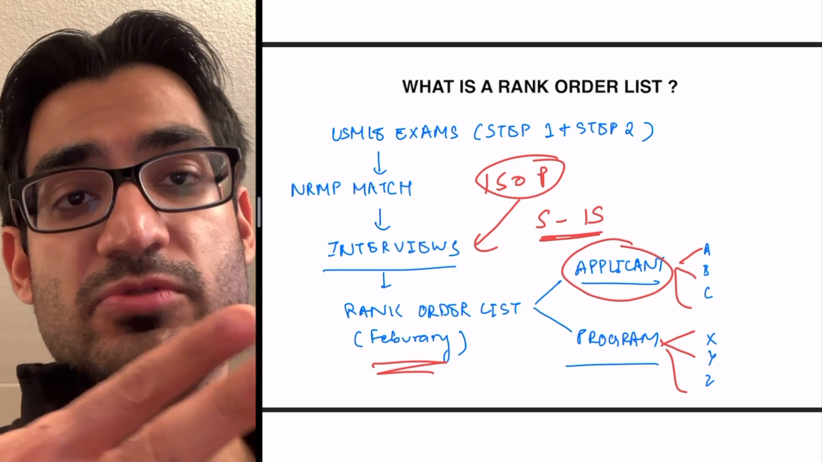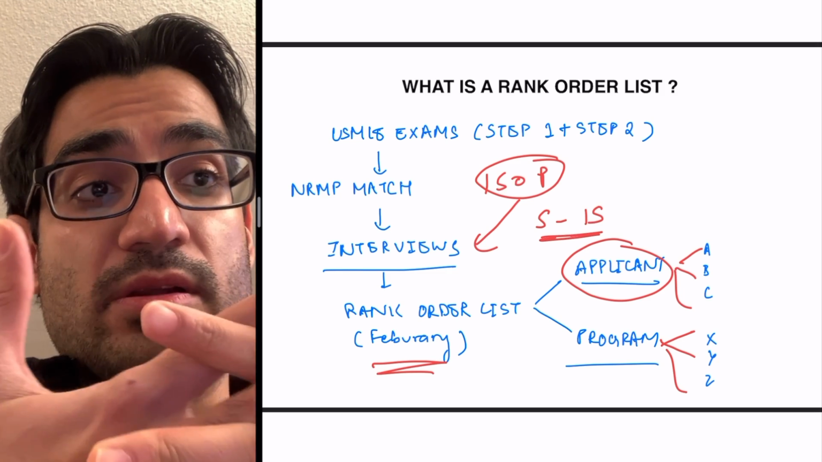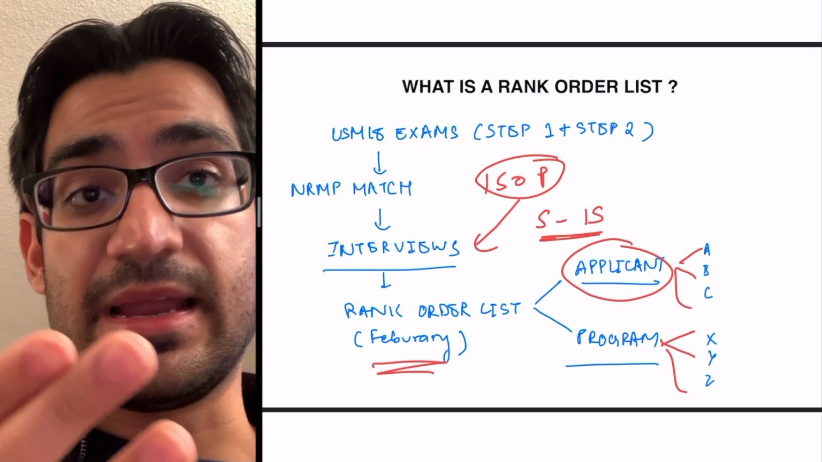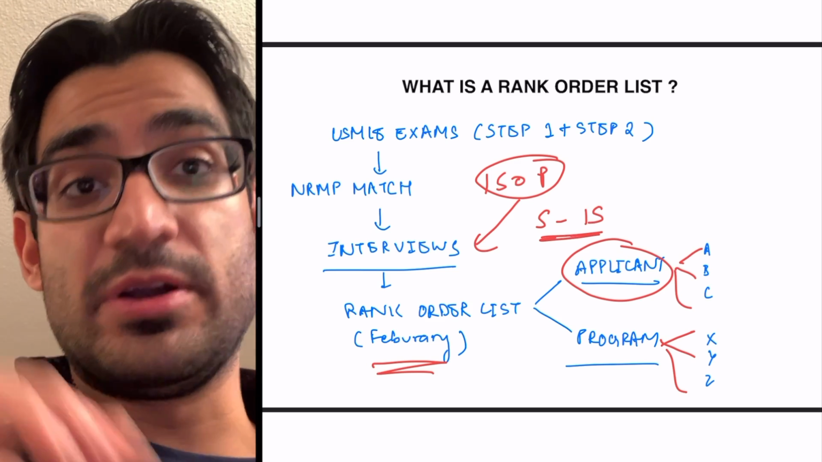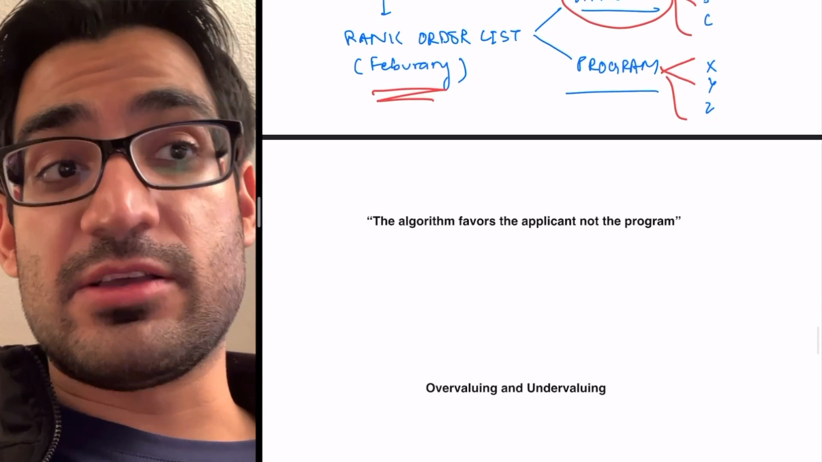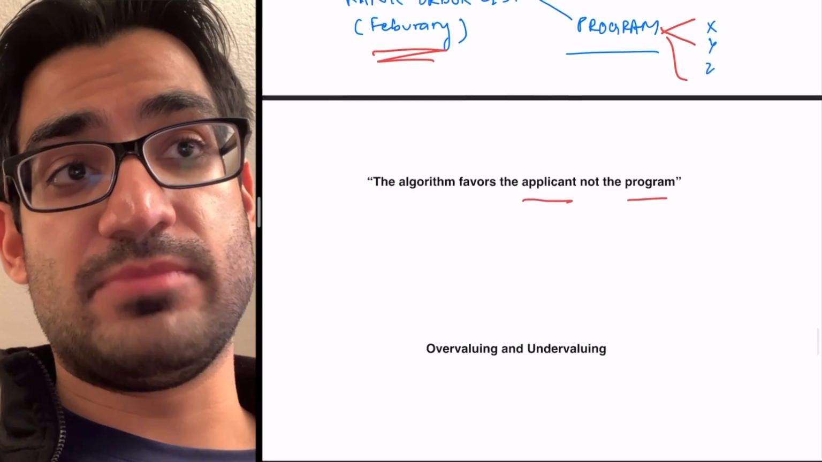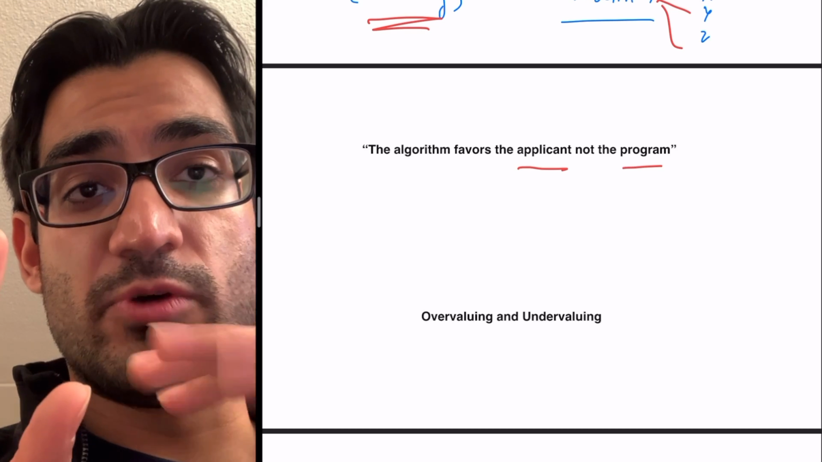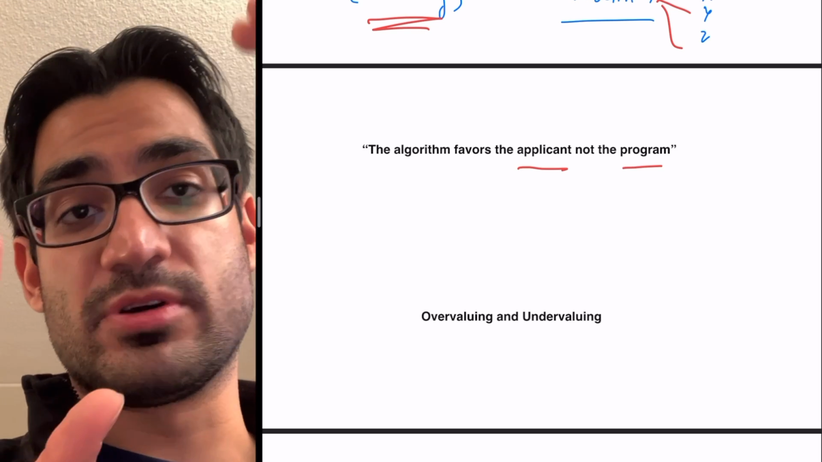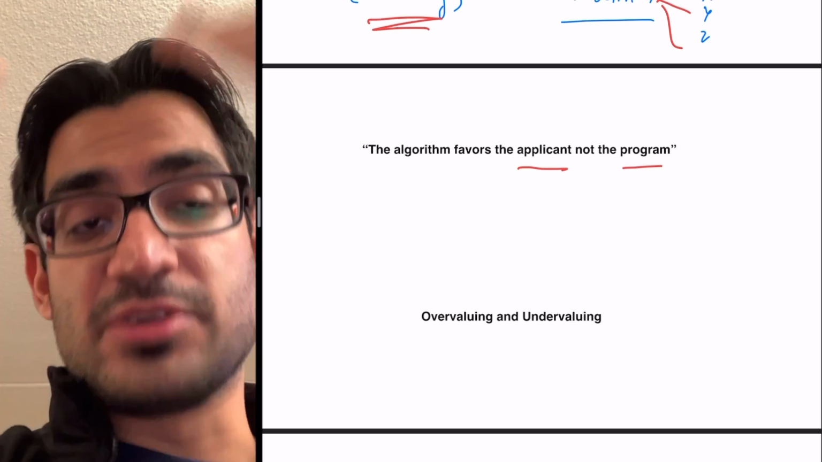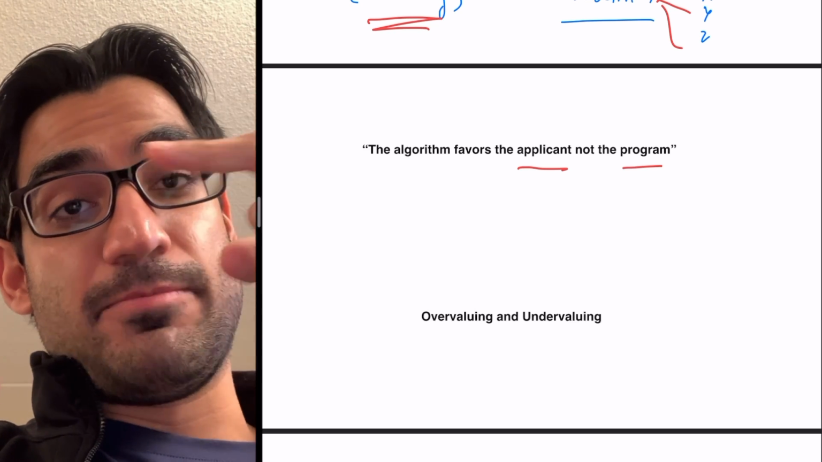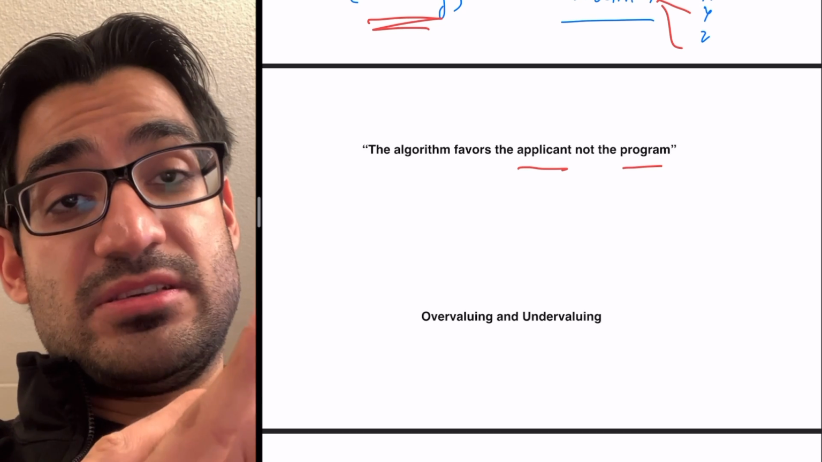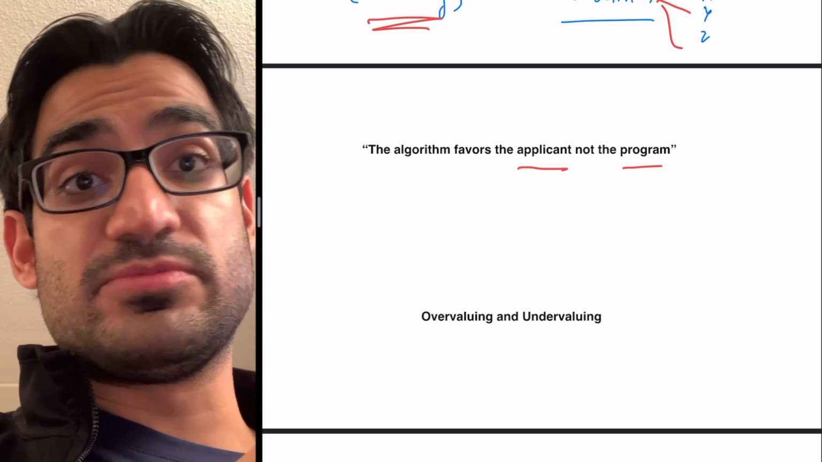The algorithm, which is also called the match algorithm, will run both the rank order lists in an algorithmic manner, and it will decide who will get into which program. And what you need to know about this is that the algorithm favors the applicant and not the program. So let's say there is a certain specialty, say internal medicine, where there is a top applicant for this program who gets ranked at the top by them. It's the applicant's decision that's going to matter more than the program's decision will ever be.